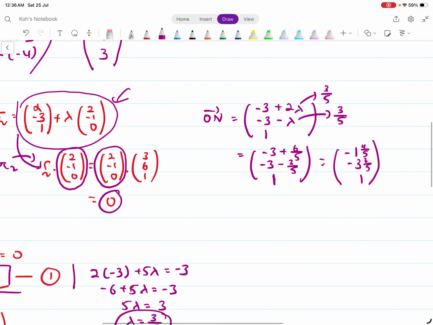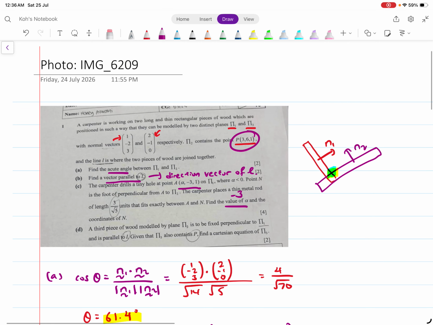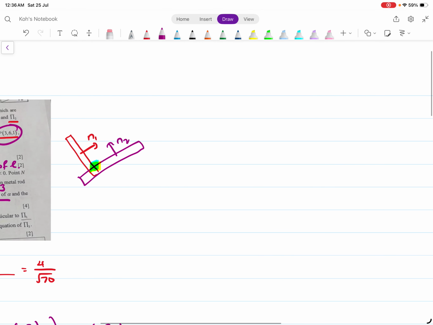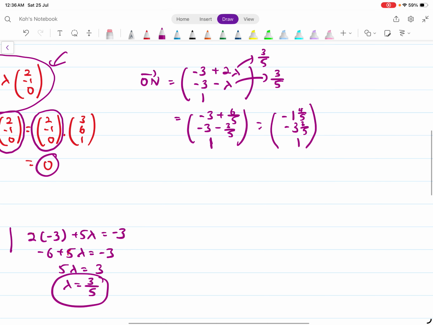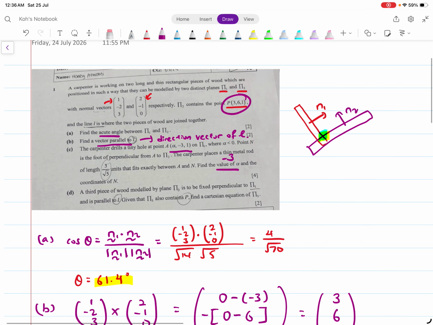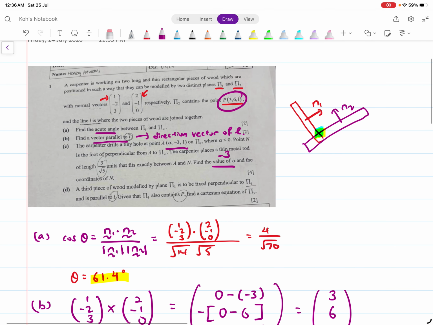Okay, but normally they will ask for coordinate if I'm correct. Okay, coordinate of n, correct. So coordinate of n, just do a bit of rearrangement. Minus 9 over 5, comma, minus 18 over 5, comma, plus 1. Done. So that will be the coordinate of the foot of perpendicular. So I will say not easy for part C, especially to determine the alpha. Okay, let us look at the part D as well.